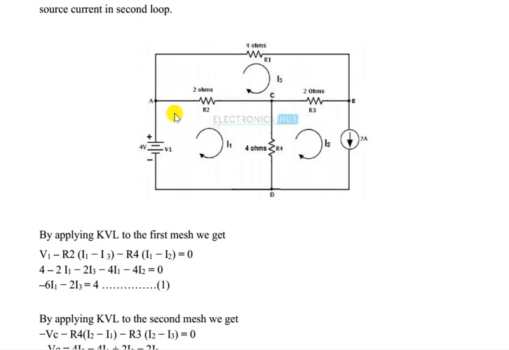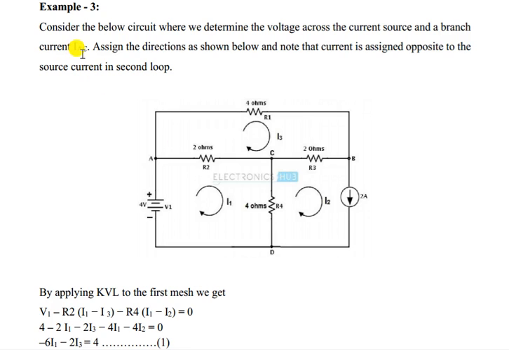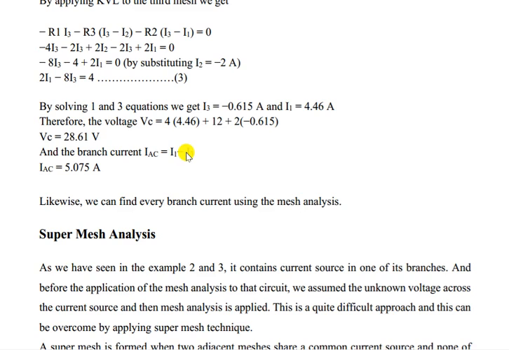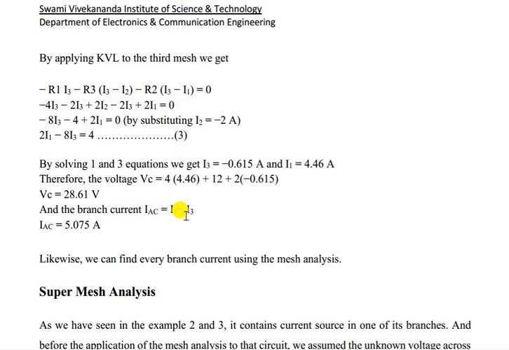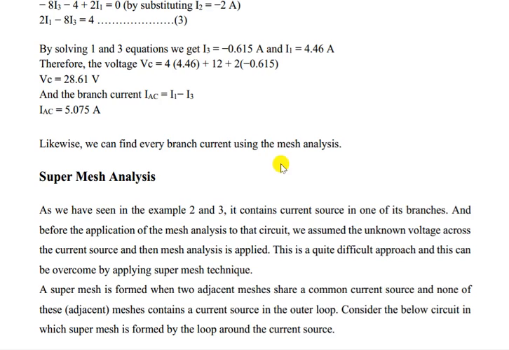And what is the current flowing, I of AC? So current flowing from A to C through this 2 ohm resistor, that is from left to right side. That will be what? I1 minus I3, because I1 is flowing left to right and I3 is flowing right to left. So I1 minus I3. So IAC is nothing but I1 minus I3. So you get the IAC value.